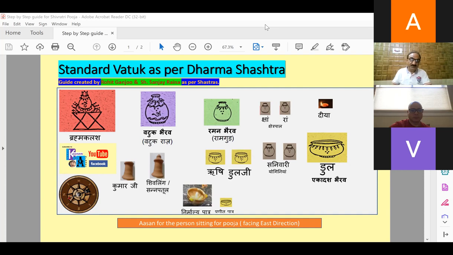We should feel proud that our civilization, the symbols of our civilization, are found in the excavation of Harappa and Mohenjo-daro.